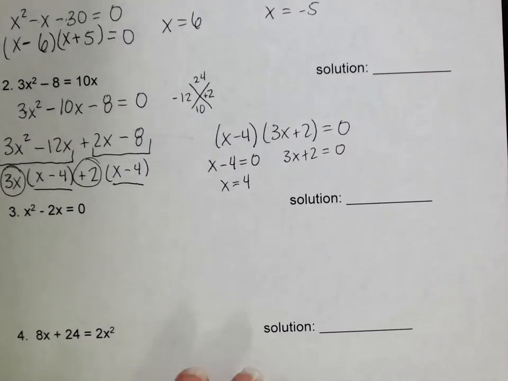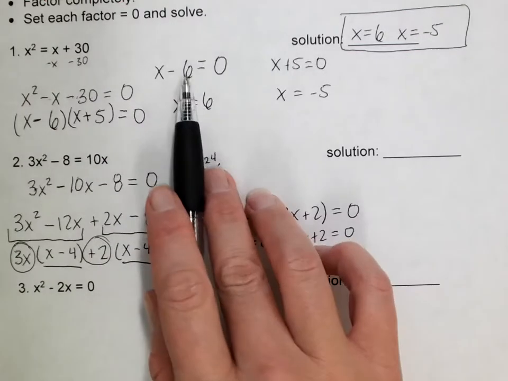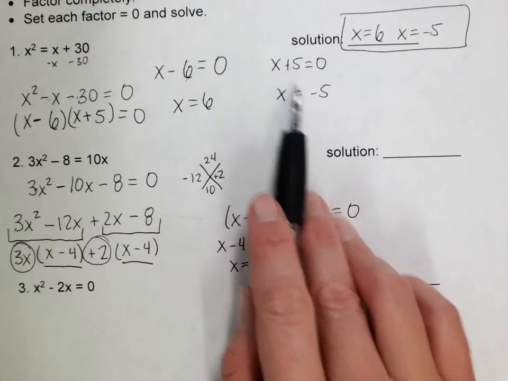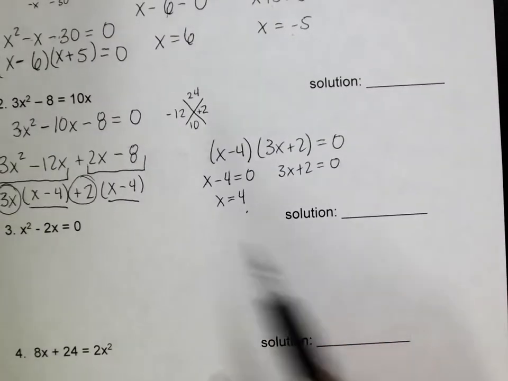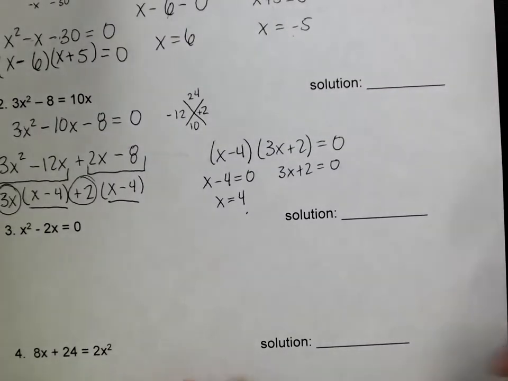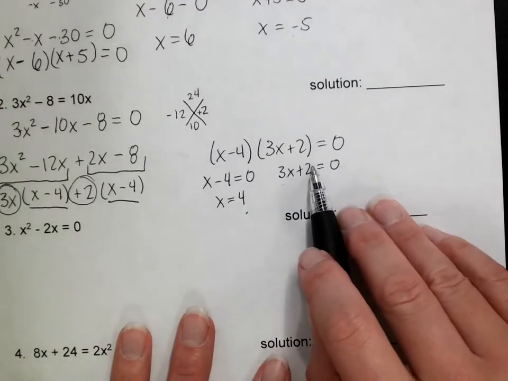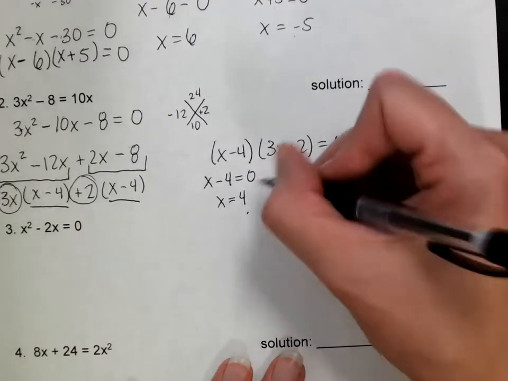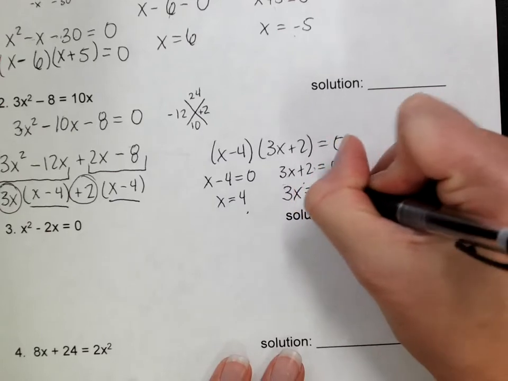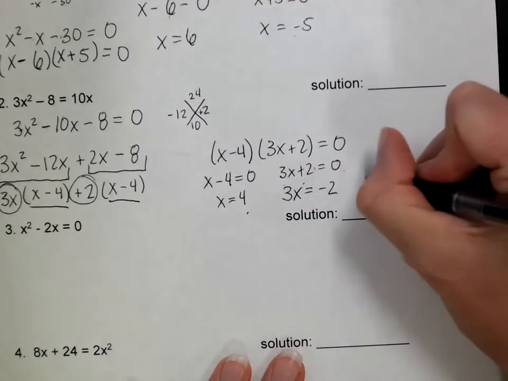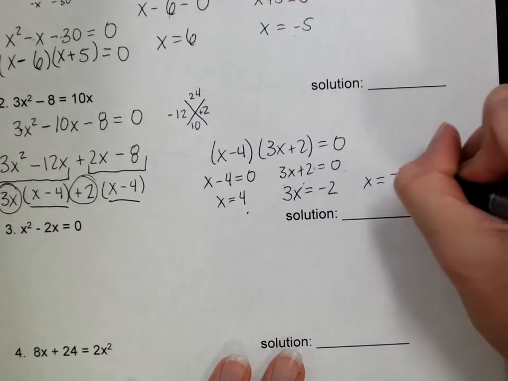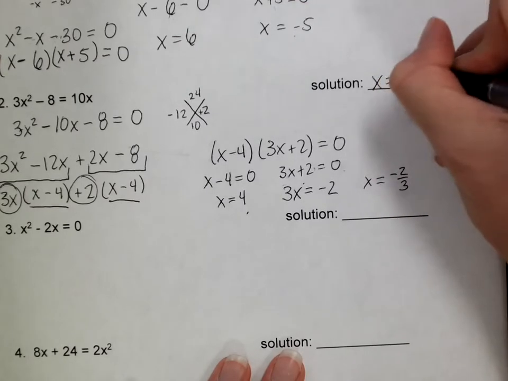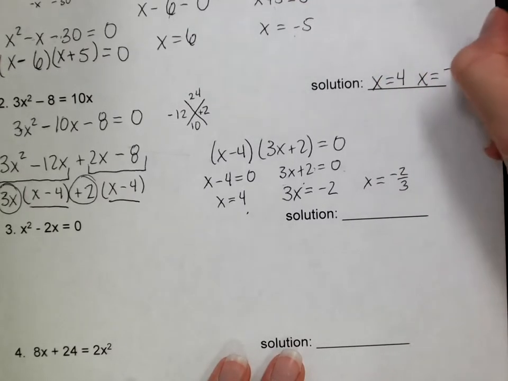So I will tell you, you get in the habit, you're like, oh yeah, I can just change the sign, right? +6, -5, +4. That's true, basically, until you get something like this. Remember, when you solve this, you're going to have to subtract the 2 first. That gives me 3x equals -2, which gives me x equals -2/3. So those are my solutions. X equals 4, x equals -2/3.